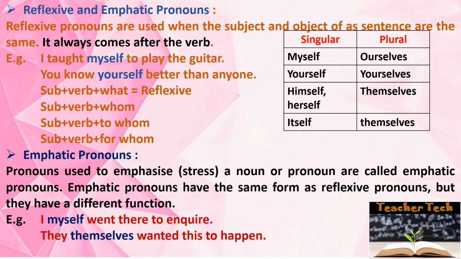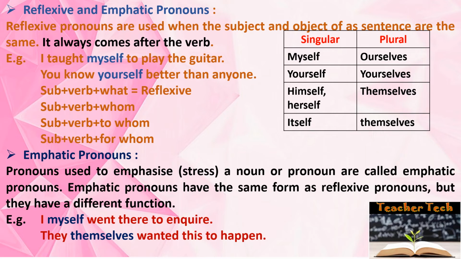But how to recognize whether it is a reflexive or an emphatic pronoun? How to recognize? I taught myself to play the guitar. So already I have given you a clue, it always comes after the verb. But even then, many a time you are confused whether it is a reflexive or an emphatic pronoun. So how to find out?